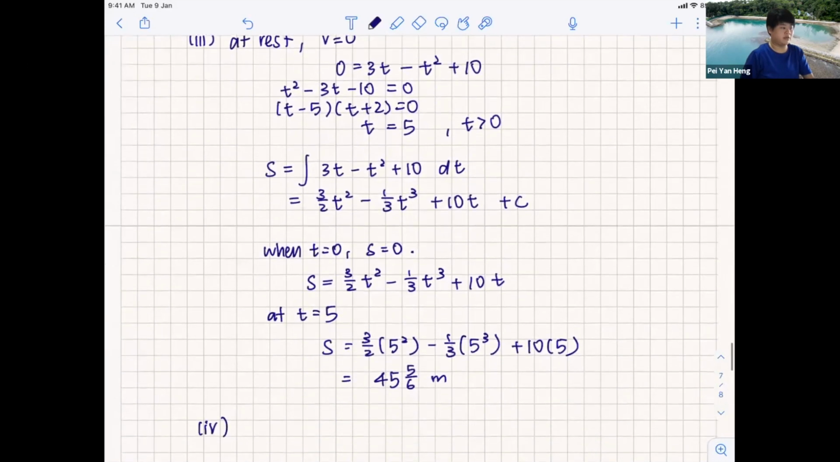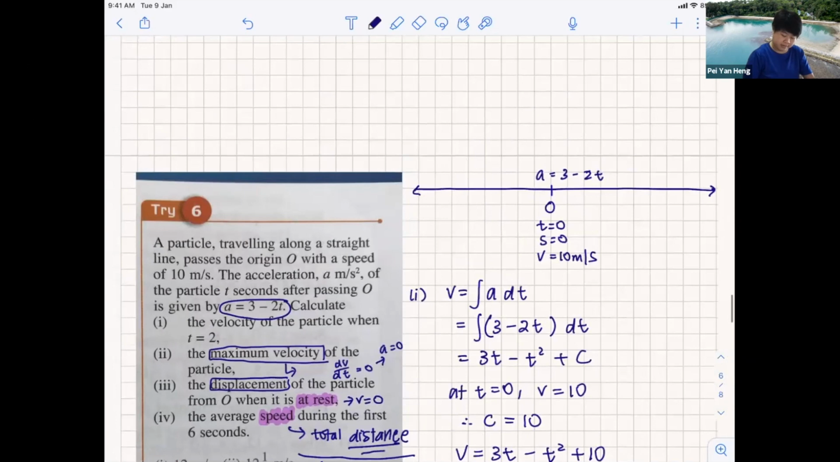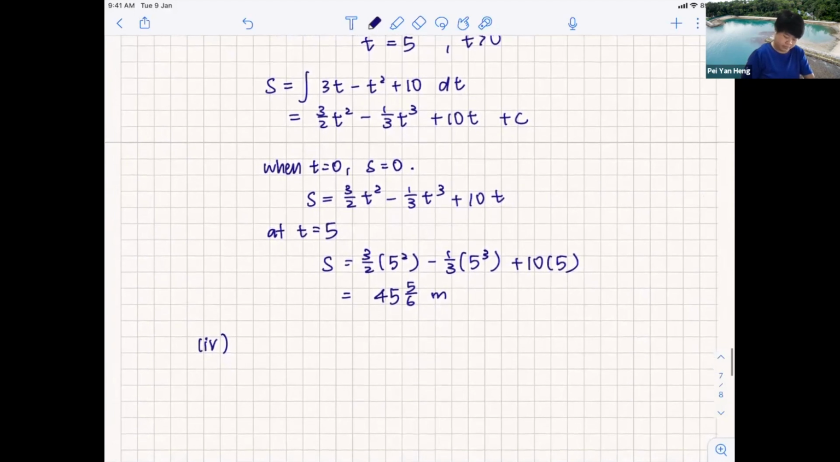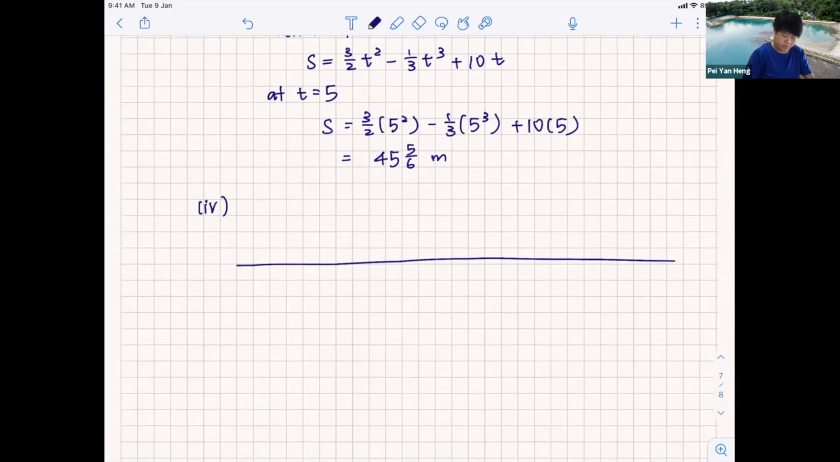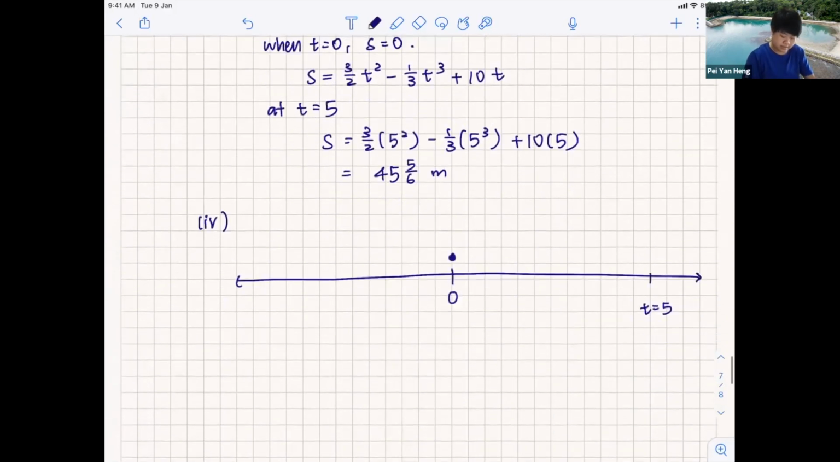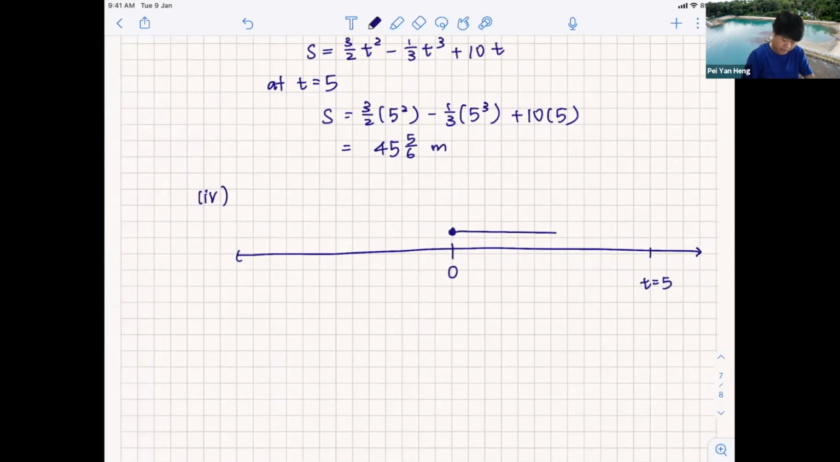And we know that the distance is 45 and 5 over 6. So at 5 seconds, let's draw this again. We have a long line. We have O. At 5 seconds, the particle is moving out. What do they want? They want the 6 seconds. We know the particle is going out and then it is turning. This is 45 and 5 over 6.